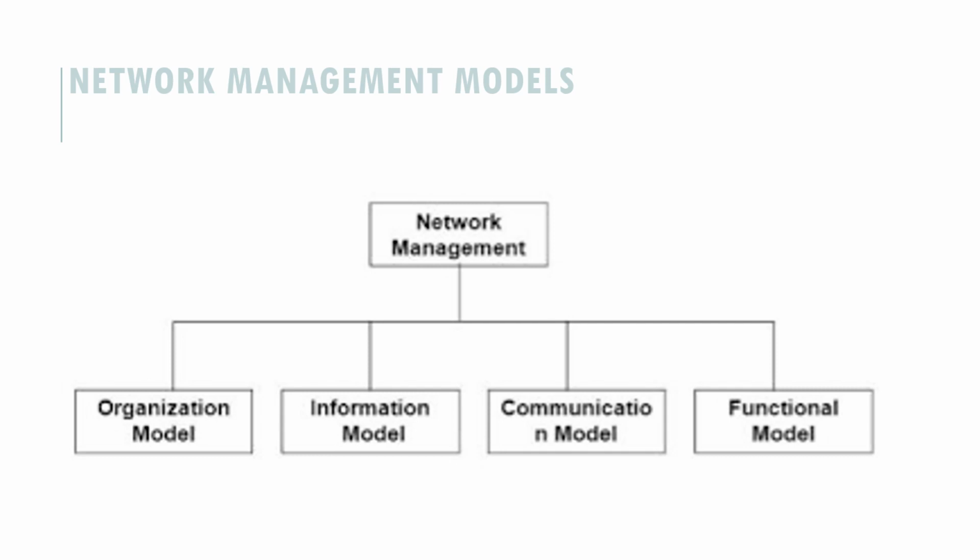And next is the communication model. The communication model has three components. The first one is management application processes that function in the application layer, the layer management between layers, and layer operation within the layers. Next is the functional model. The functional model deals with the user oriented requirements of the network management.